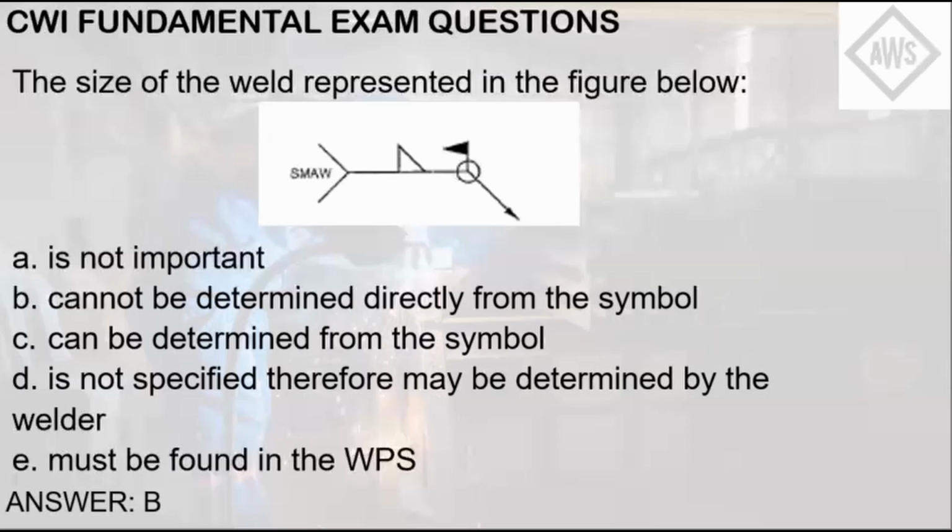Letter A does not make sense. Letter C is obviously incorrect. Letter D, if the welding symbol is not clear, the welder will definitely ask for the size here. Letter E, the size of the weld may or may not be found in the WPS. So the answer here is letter B.